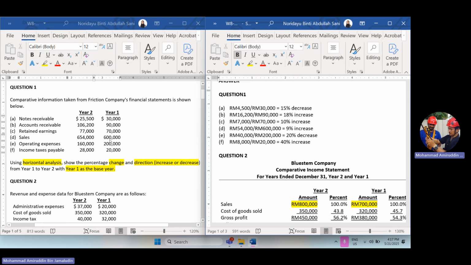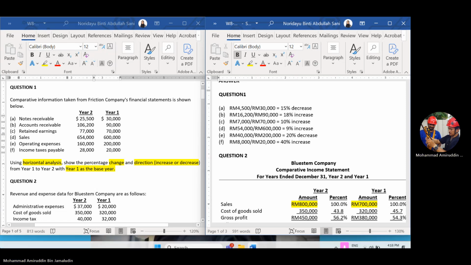Next item, sales: 600 in year 1, 654 in year 2, meaning an increase in sales. Again, we have two types of sales, cash sales or credit sales. Cash sales, everyone is very, very happy. But what about credit sales? Are we able to collect those sales? Then we need to make sure that our credit control department has a good strategy to chase all these credit sales.